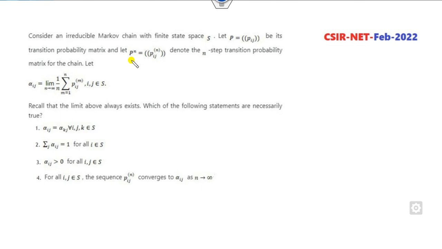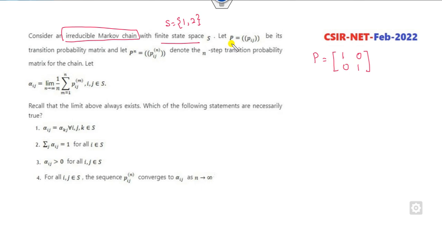An irreducible Markov chain is given to you. A finite state space is given, so I can consider any finite state. It's a very simple example: I can consider a two state Markov chain with states 1 and 2. The easiest way is to consider the transition probability matrix as the identity matrix.